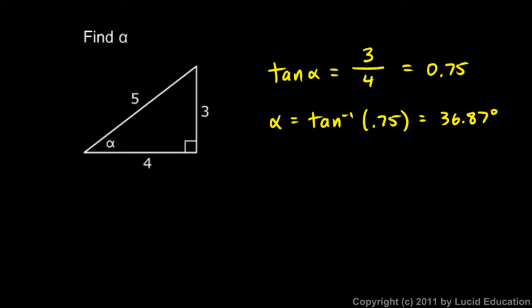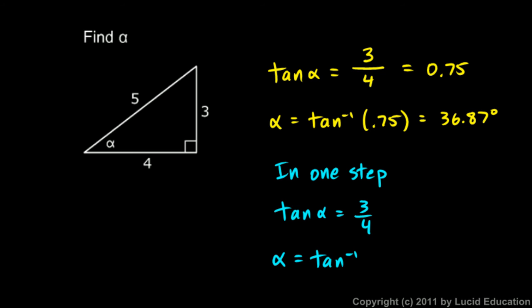Now I want you to note also that we don't have to divide this number and then do the inverse tangent. We can do it in one step, and this is good to be able to do in one step. Watch this. I don't even have to write this, but I would think the tangent of alpha is 3/4, so alpha is the inverse tangent of 3/4. And I'll put it in my calculator like that.